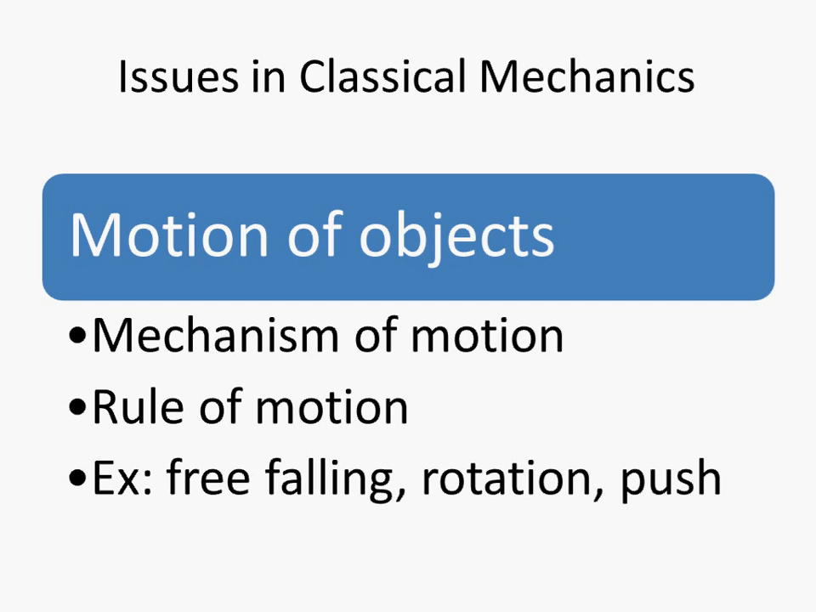For example, a free-falling body is a movement, and the rotation is another movement. And if you push another object, then that object will move. So that is another kind of motion. So your theory should have the ability to explain all these different kinds of phenomena. So it is a big issue.